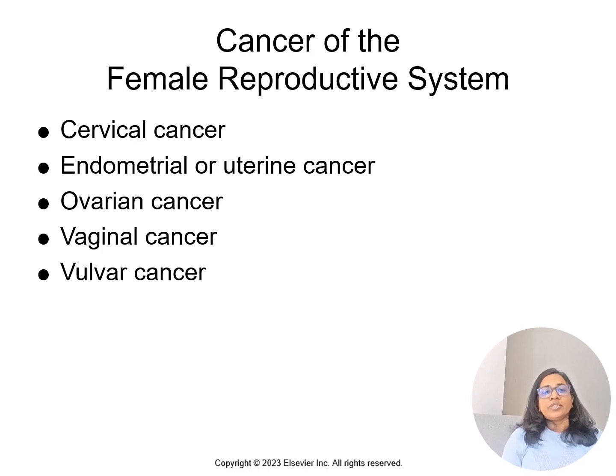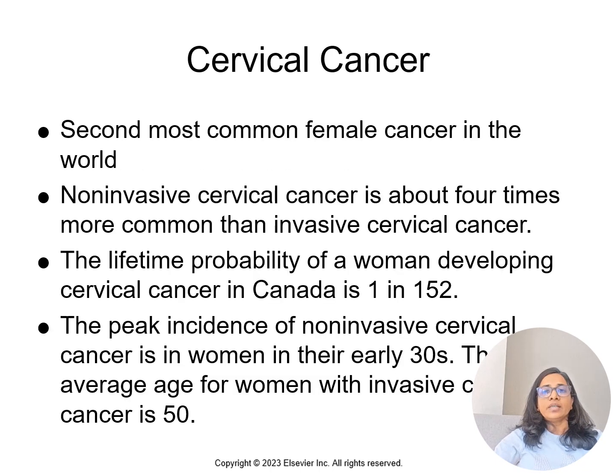Other cancers, which are harmful, which we see in the female reproductive system, are cervical cancer, endometrial, and ovarian cancer. So first one, cervical cancer. This is the most common female cancer in the world. Usually it's non-invasive cancer, usually seen in the early 30s, and as age advances, it becomes a more aggressive type of cancer, an invasive cancer.